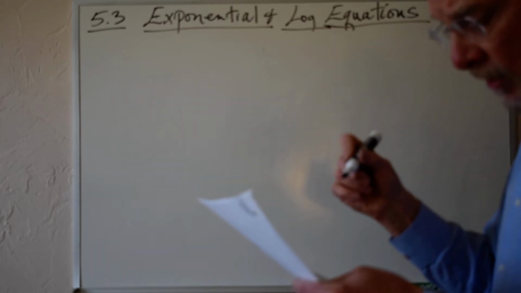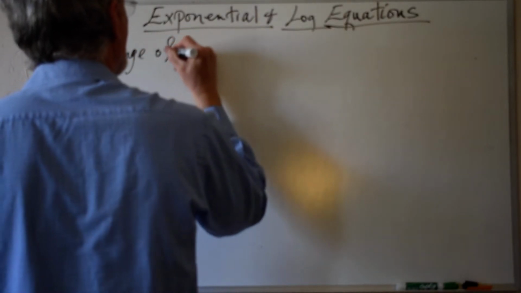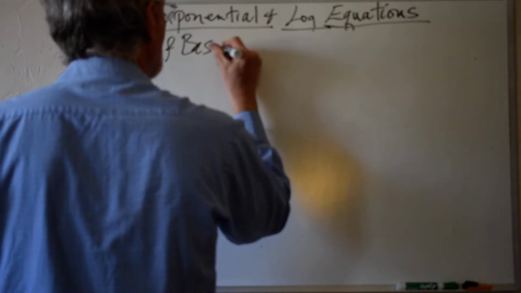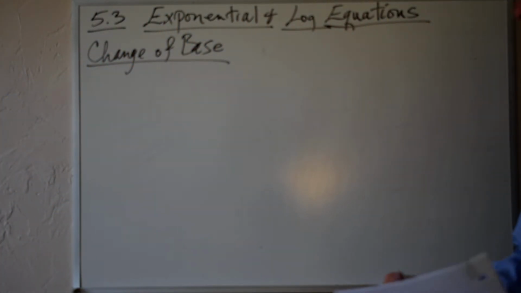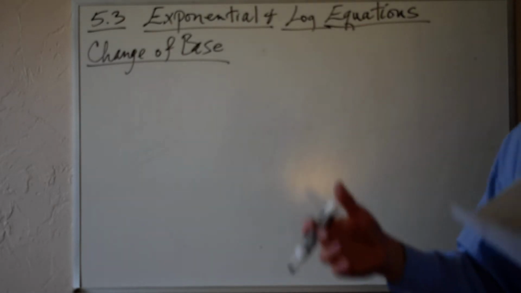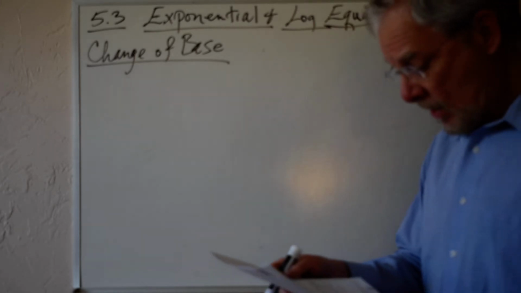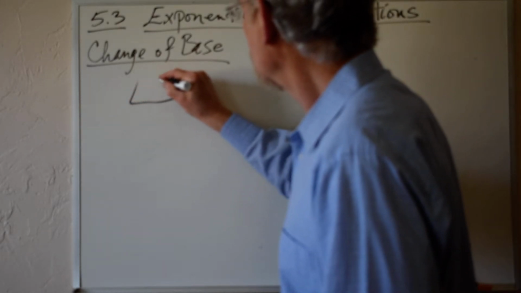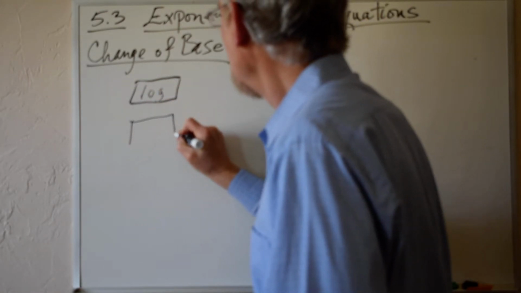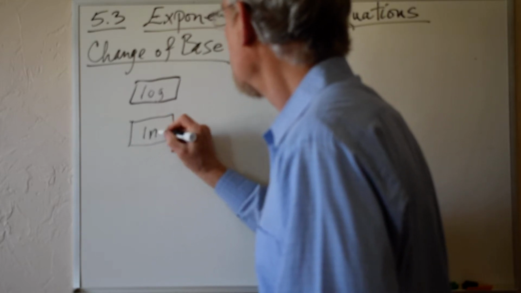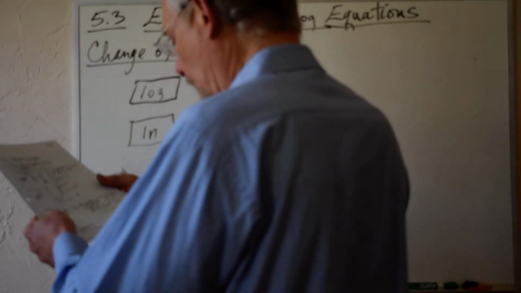Let's look at change of base. It is possible to have a log with one base and convert it into a log with a different base, which is a good thing because on calculators you're only going to see your common log key, where your base is 10 of course, and your natural log key, where the base is e.